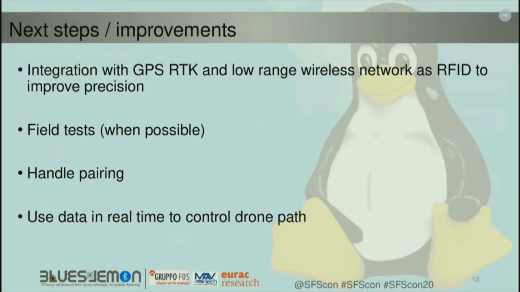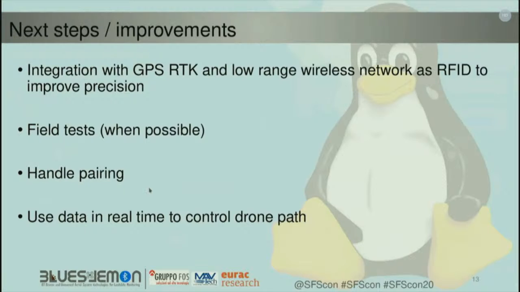Due to the COVID situation, we didn't do many field tests. So our next step is to do as many field tests as possible to get all the data and check if our algorithm works in the field, and also integrate it with the drone GPS, and in order to improve the location data, pair with a low-range wireless network such as RFID.